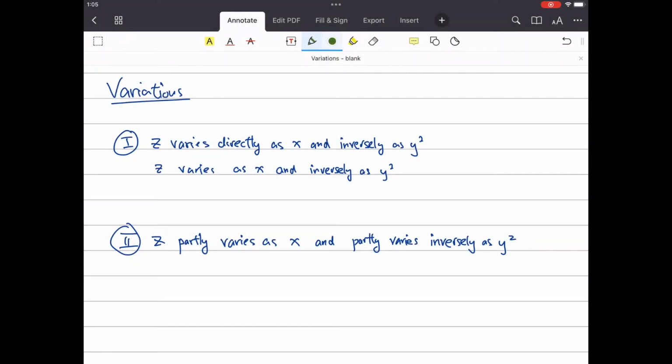In this video, we are going to talk about variations. There are two major types. So when you see the word varies and then you see there are two sentences like this, then this is the first type. So when you see varies, we first write down z equals to k.